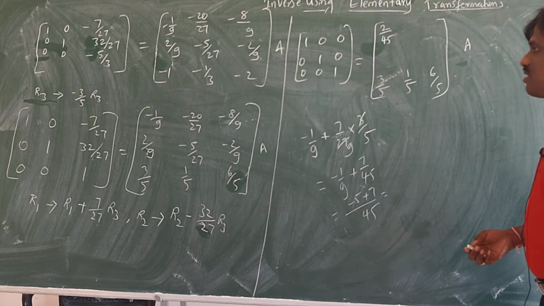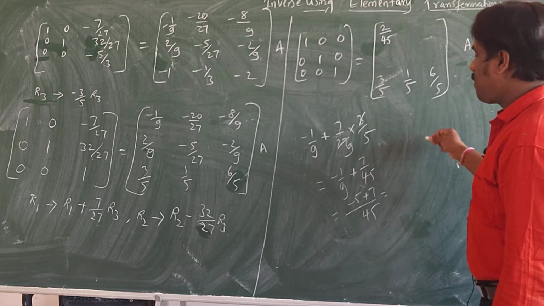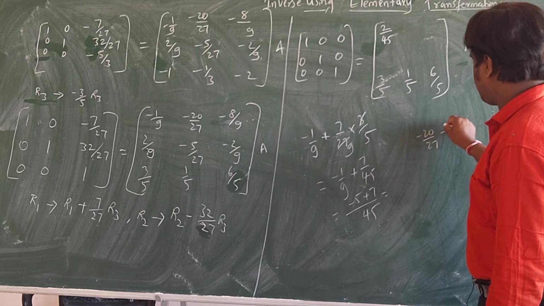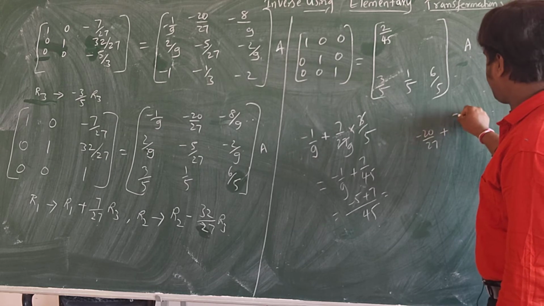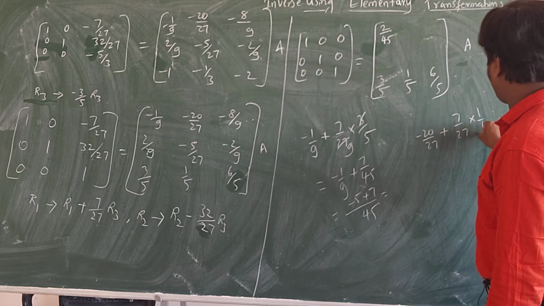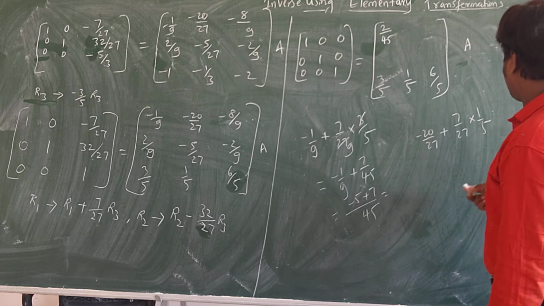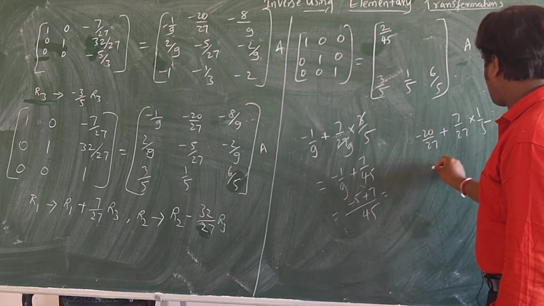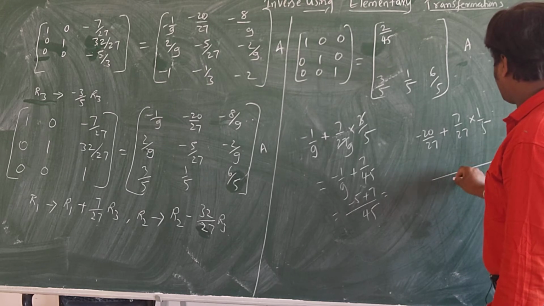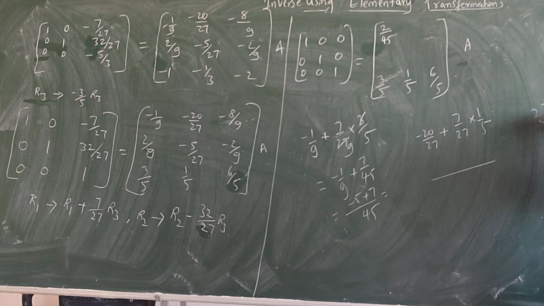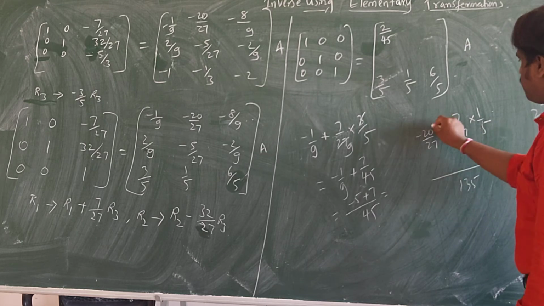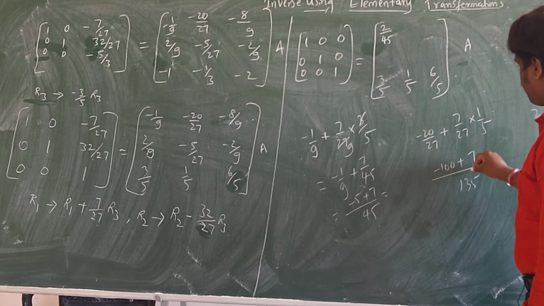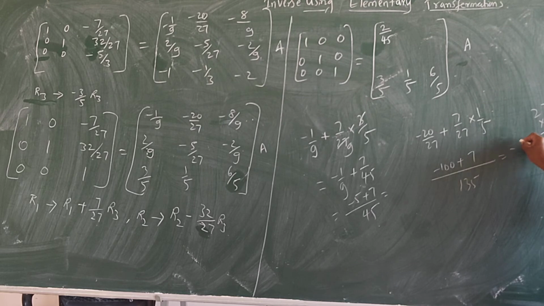Now next one. Minus 20 by 27 plus 7 by 27 into 1 by 5. Right. Okay, any cancellation? No. So 27 into 5 is the LCM. 27 into 5, so 7 5s are 35. 135. 135 means here 5 will multiply minus 100 plus 7. So that is I get minus 93 by 135.